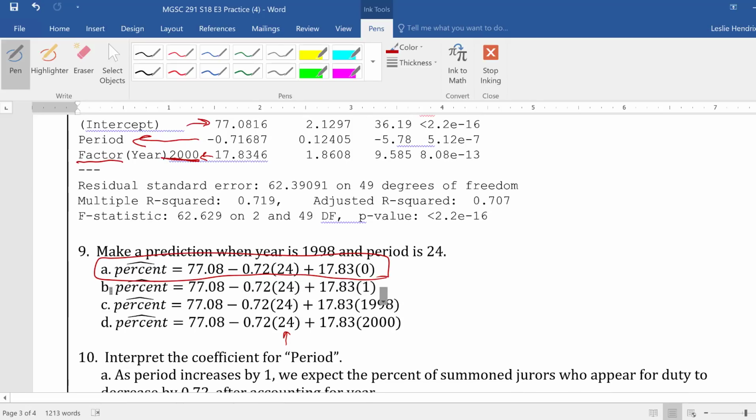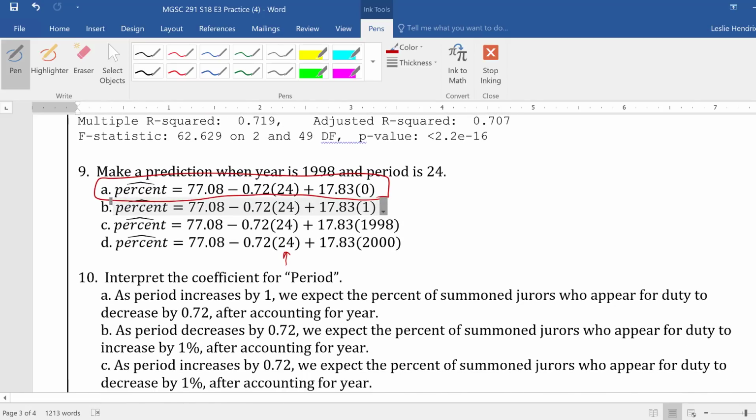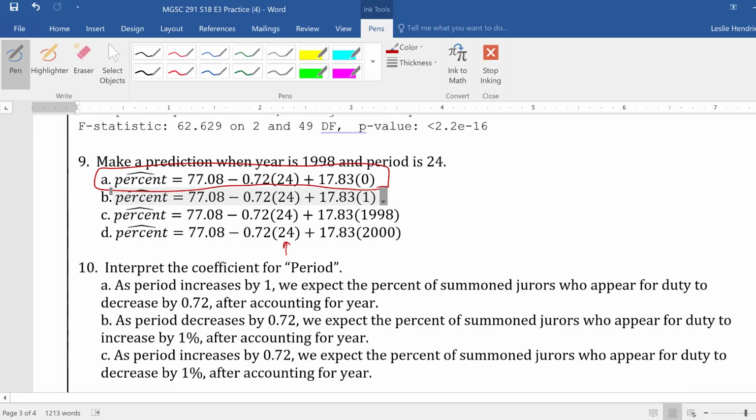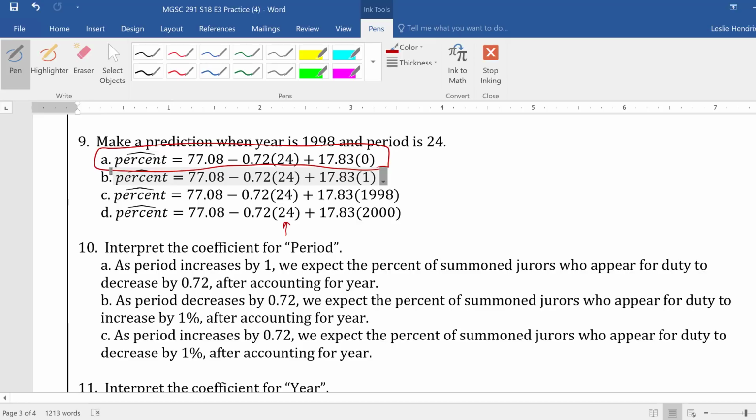All right, interpret the coefficient for period. So the coefficient for period is minus 0.72. So for a 1 unit increase in the x, we expect the y to change by that amount after accounting for other variables, right? So as period, that's our x, increases by 1, we expect the y, the percent of summoned jurors who appear for duty, to decrease by 0.72 after accounting for year. So the answer there is A.